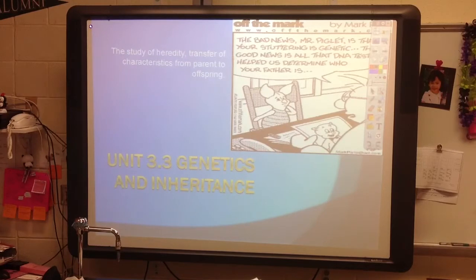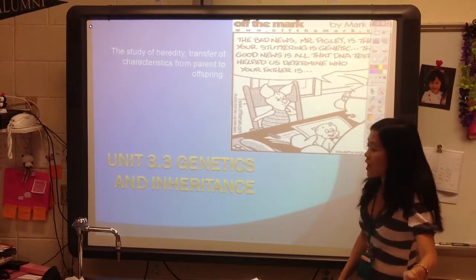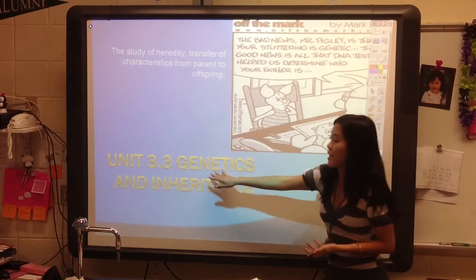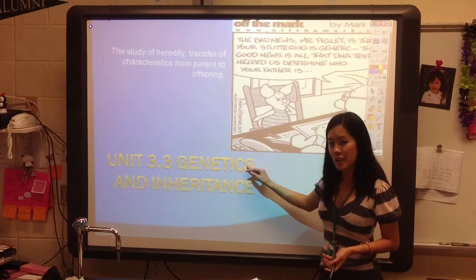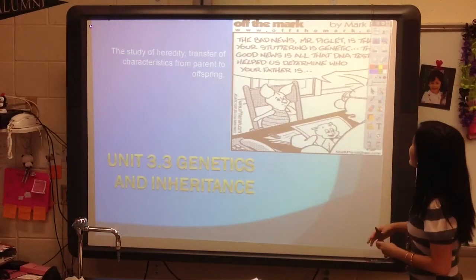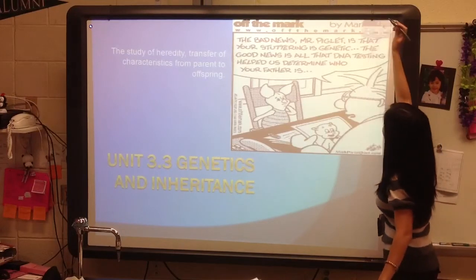Continue with Unit 3 by looking at genetics and inheritance. So we're going to be talking about in this section, well, how do you inherit different genes? Genetics, genes, your heredity. What did you receive from your mom and dad? So taking a second to look at this little comic we have up here.